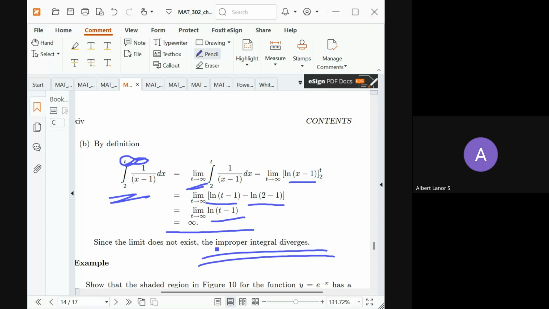If the integral diverges, what do you conclude? That it's an improper integral. It diverges because it goes to infinity. Okay.